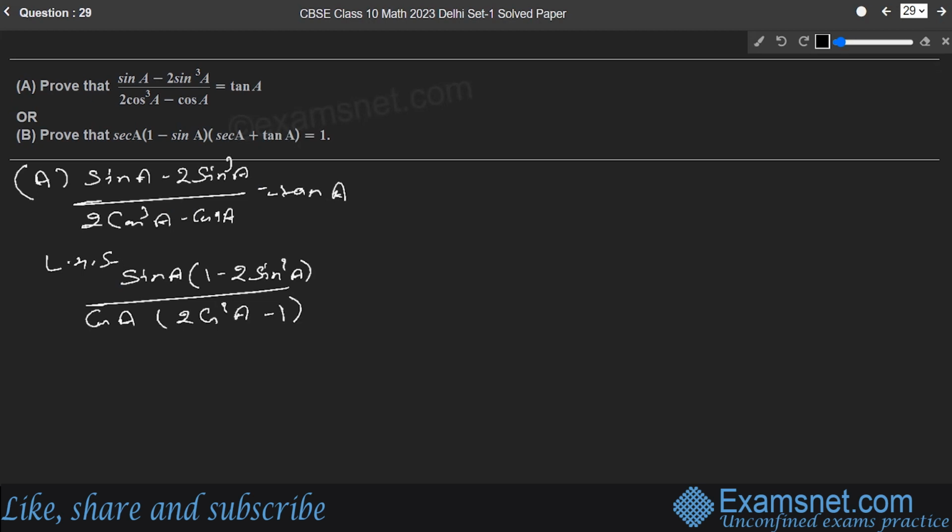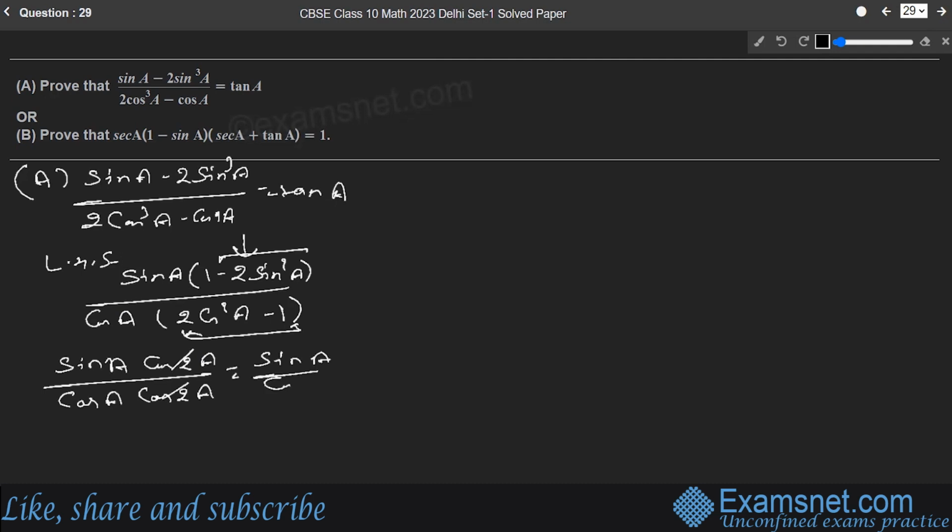But 1 minus 2 sine square A is nothing but the formula of cos 2A. Similarly, 2 cos square A minus 1 is also the formula of cos 2A. So we can write sine A times cos 2A in the numerator, and cos A times cos 2A in the denominator. If we cancel cos 2A, it is going to be sine A by cos A, which is simply tan A, which is your right hand side. So we have proved left hand side is equal to right hand side, that is tan A.